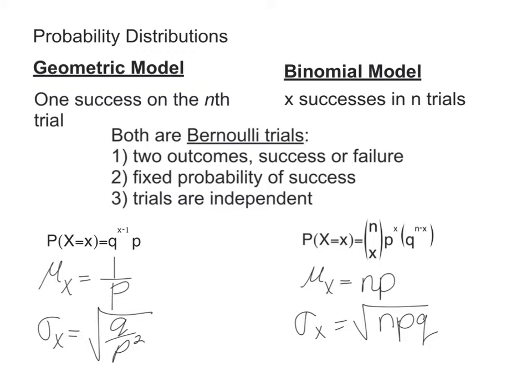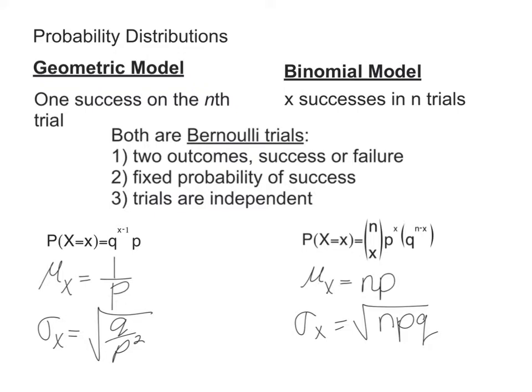The binomial model is when we have a fixed number of trials. I'm going to take 10 shots. What's the probability I make 3 of them? What's the probability I make 4 out of the 5? What's the probability I miss 6 out of the 5? Or I'm sorry, 6 out of the 10. So that's your binomial model.